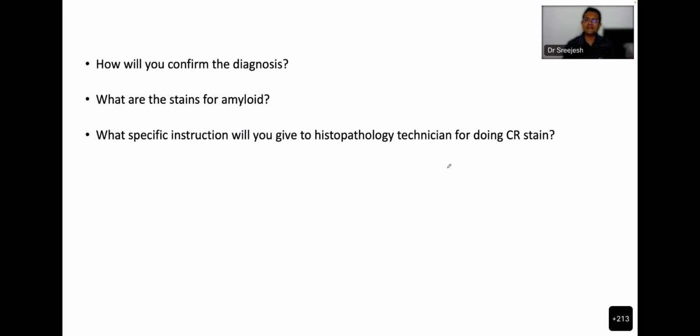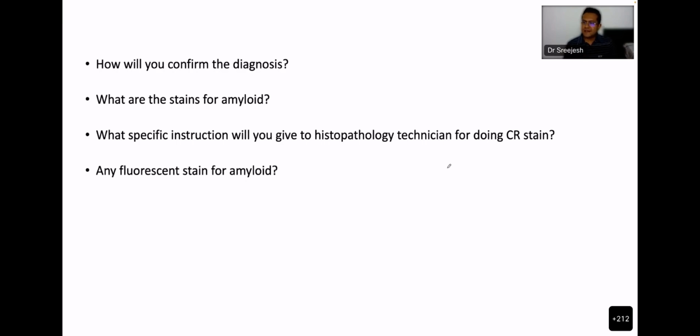Thickness of the section. Correct, thickness. So what should be the thickness? It should be a thick section, so approximately 8 to 10 microns. Otherwise, it will be difficult to demonstrate the congophilia and the subsequent apple-green birefringence. Very important. If you don't instruct, and it's done in a thin section, you can't report it, as you won't find that particular staining.